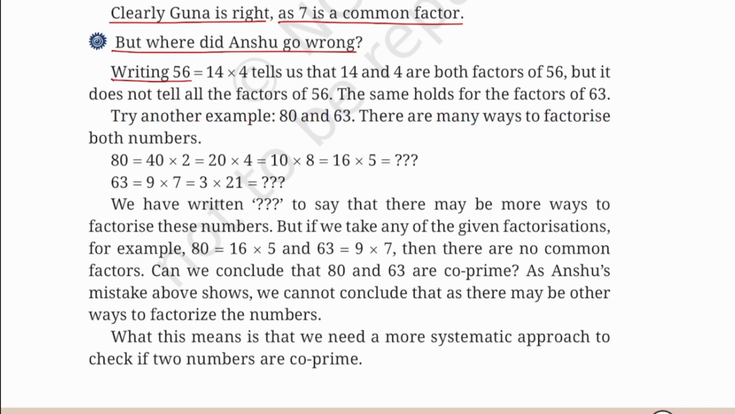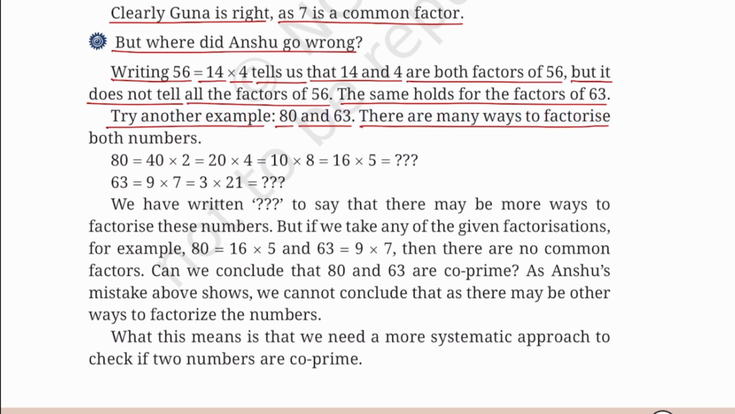Writing 56 is equal to 14 into 4 tells us that 14 and 4 are both factors of 56. But it does not tell all the factors of 56. The same holds for the factors of 63. Try another example, 80 and 63.